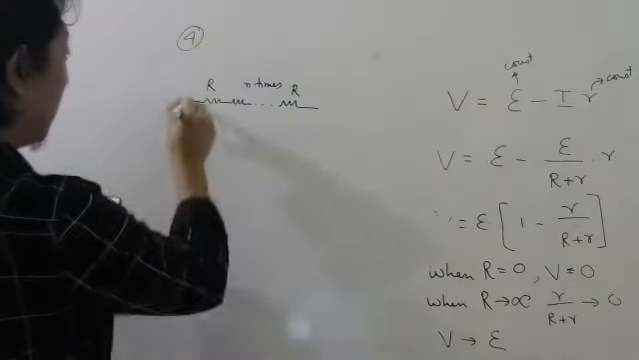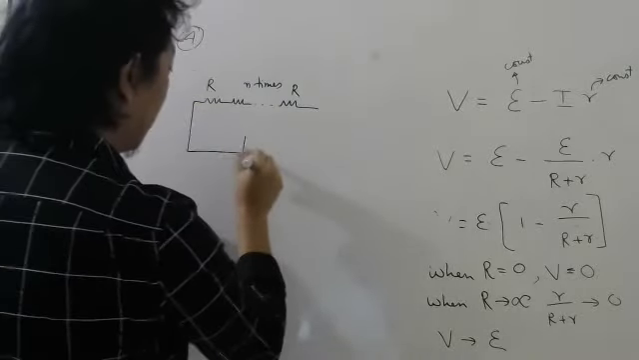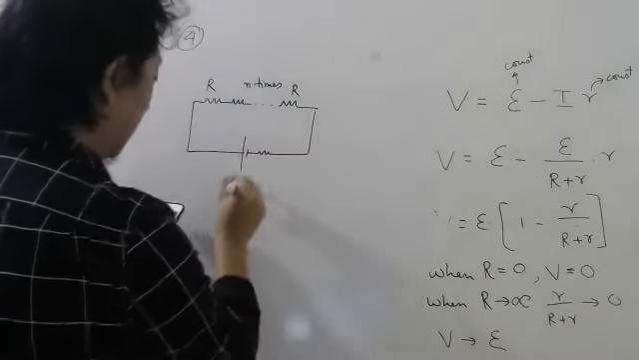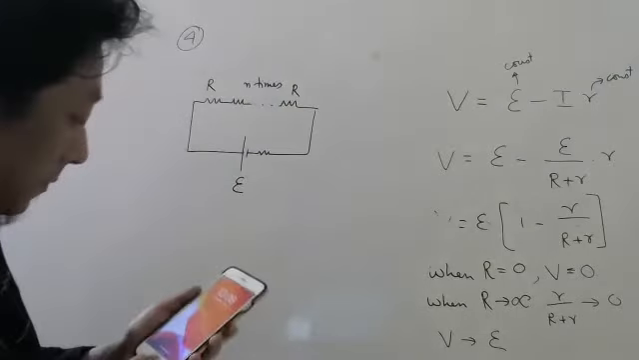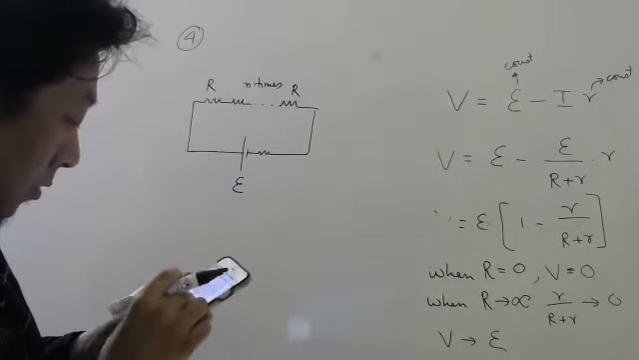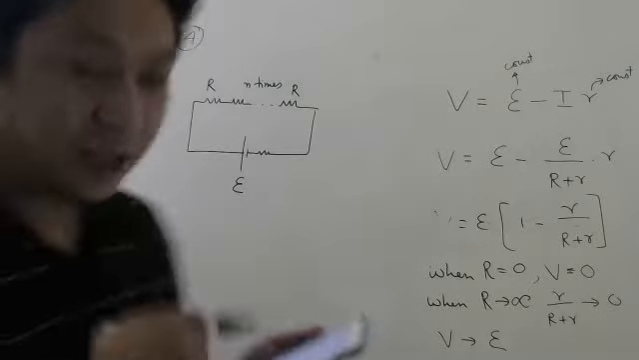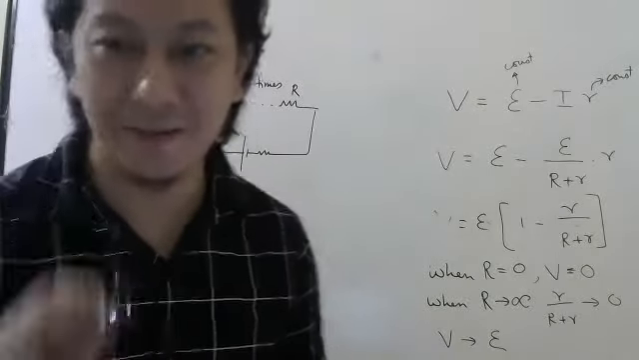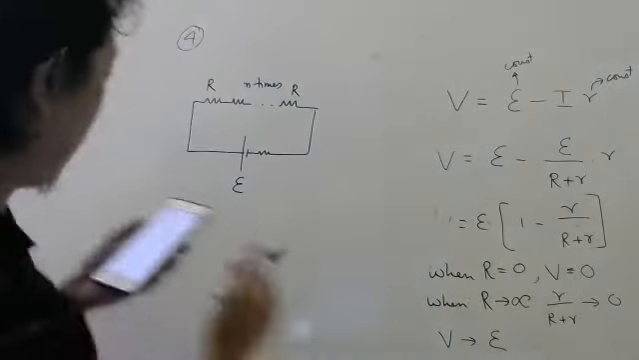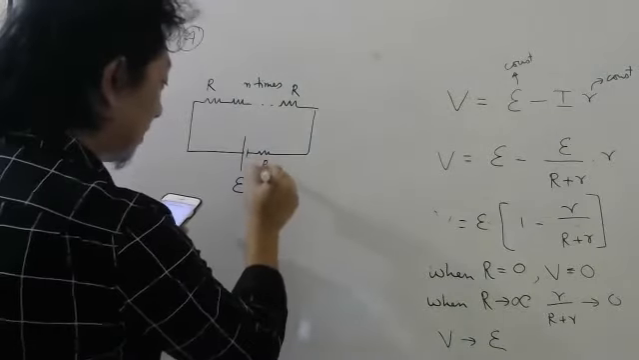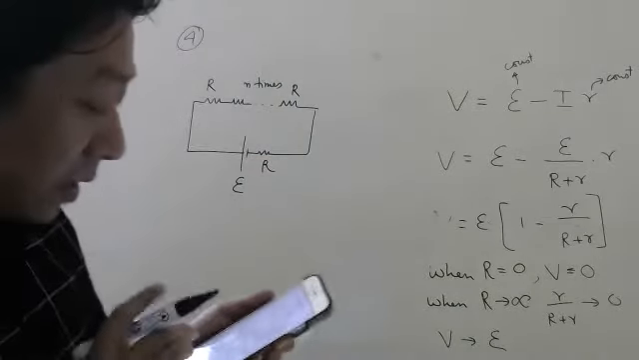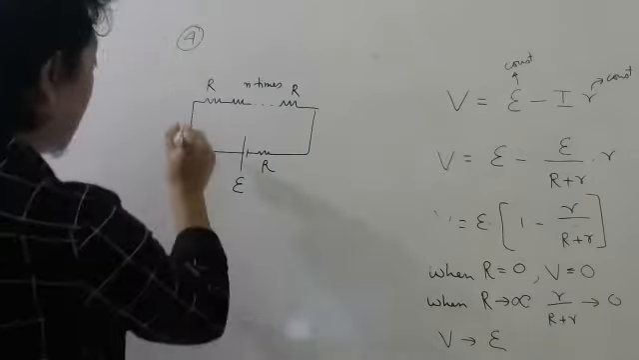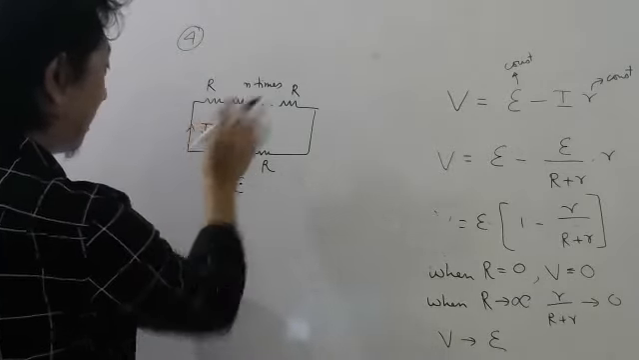Okay, and they are connected in series to a battery whose EMF is E. Oh sorry, they wrote capital R. EMF you should write E. Please write E. EMF is E. Internal resistance is also capital R. A current I is observed to flow. Current is I right now here.